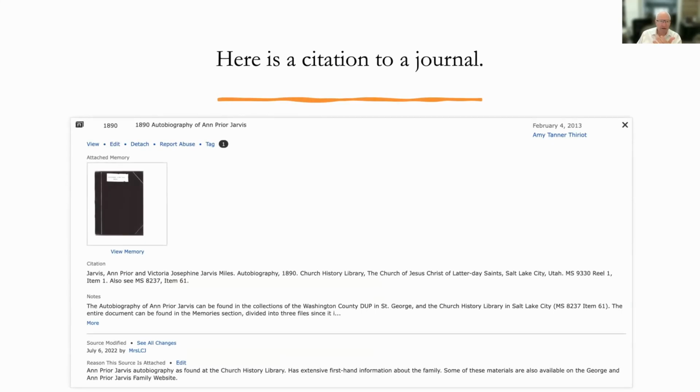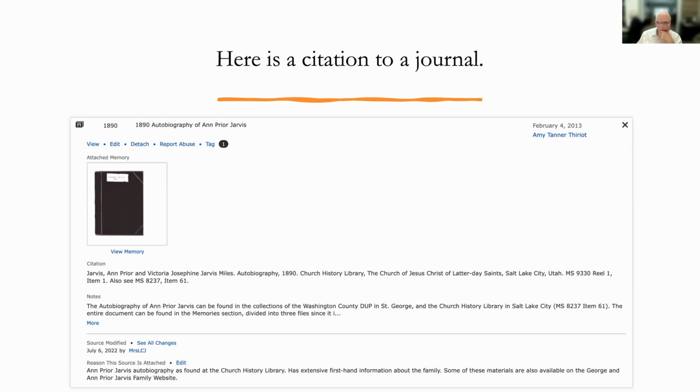Here's a journal. This is a personal record written by a person. So this is the 1890 autobiography of Ann Pryor Jarvis. And this was a document written by my great-great-great-grandmother, Ann Pryor, who married George Jarvis. And so we have her autobiography. And it says it's an attached memory. So my daughter, Amy Tanner Theriot, has attached this document as a memory, and then has given us the citation.